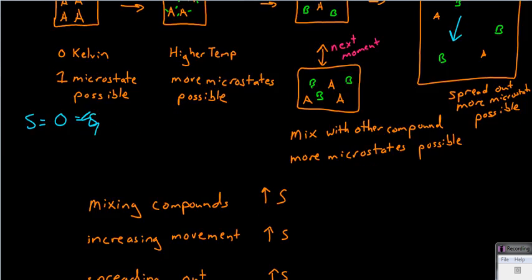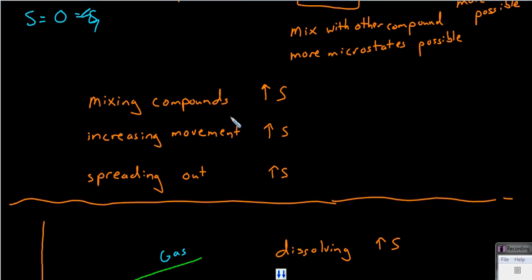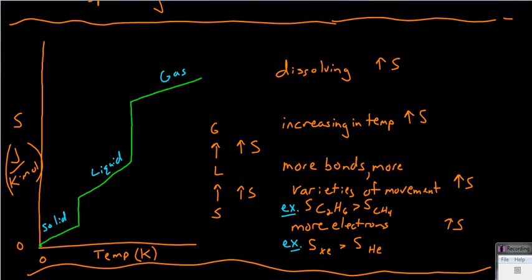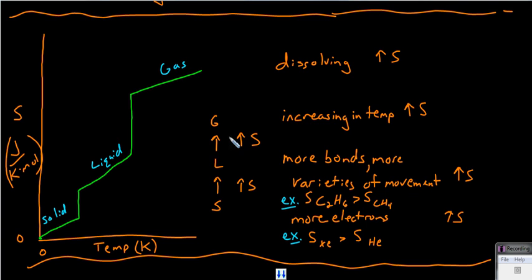So we can summarize all this by saying that mixing compounds increases entropy. Increasing the movement of your particles, particularly by increasing temperature, or by changing the state of matter, increases entropy. And spreading your particles out increases entropy. These facts allow us to predict how a variety of changes affect entropy. So we could say dissolving compounds increases entropy, and increasing their temperature increases entropy.